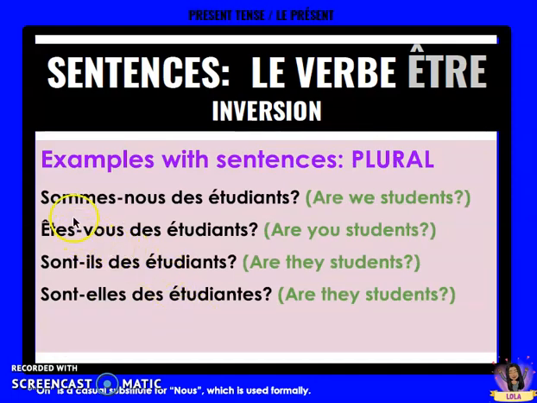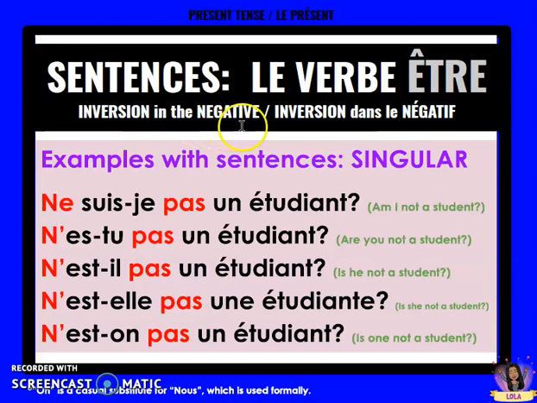And in the plural form, sommes-nous des étudiants? Êtes-vous des étudiants? Sont-ils des étudiants? Sont-elles des étudiantes? And finally, inversion in the negative. The ne, in this case, comes before the verb, and the pas goes after the subject. Very different from what I showed you at the beginning.